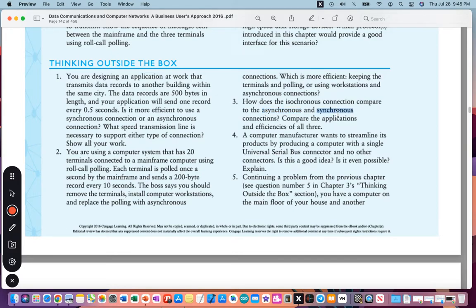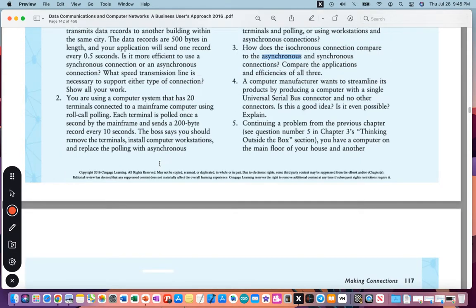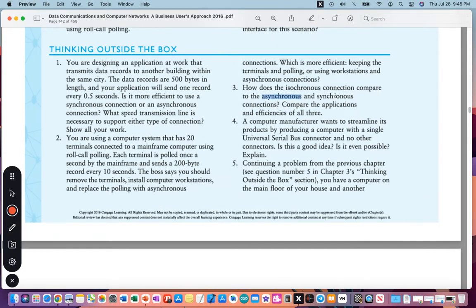The synchronous is for a big stream of frames, and it has the start flag, the end flag, and the error check, just like the asynchronous, but it's larger scale. Synchronous is larger scale than asynchronous. All right, and which one is more efficient? The synchronous is the best.